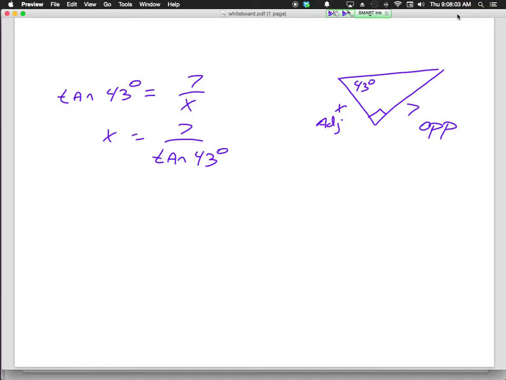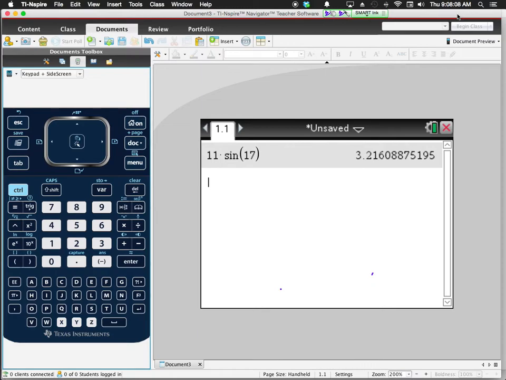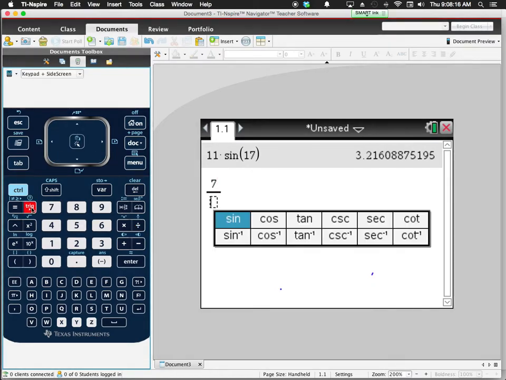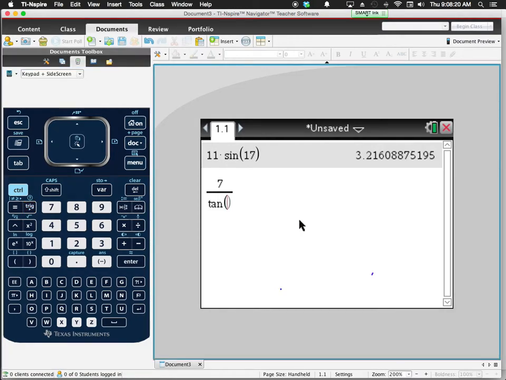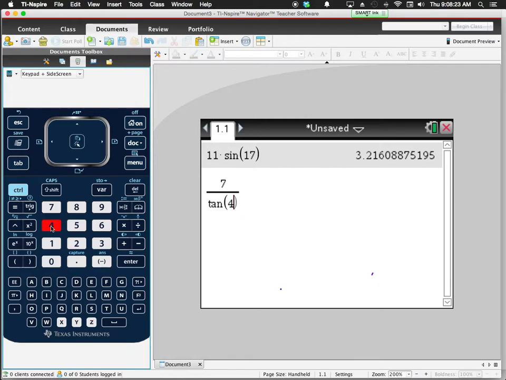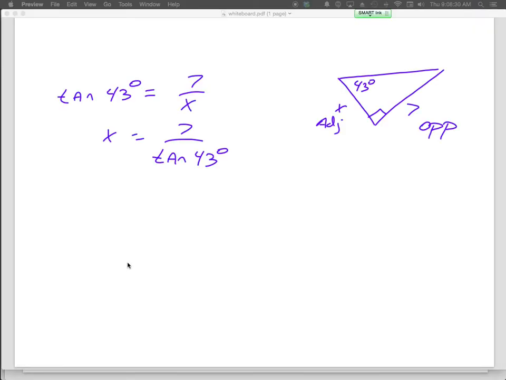So once we get here, now we're ready to put it in our calculator. Since I'm dealing with a fraction, what's the best way to do that? Control divide. In the top, what was it, 7? And in the bottom, it was tangent of 43. And I press enter, and I get 7.506. So x is 7.506.